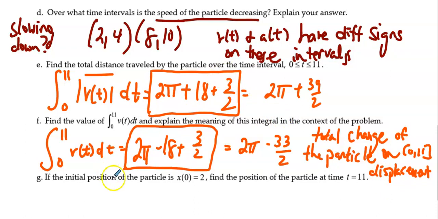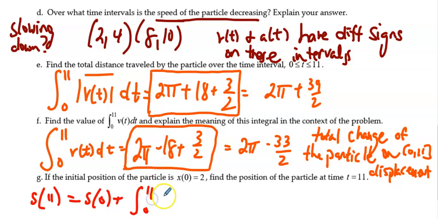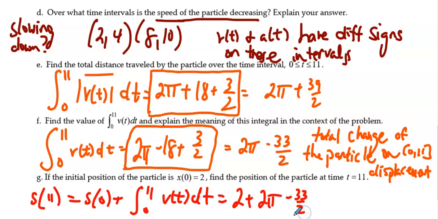Okay? And then part G is if the initial position of the particle is this, find the position of the particle at time equals 11. And again, we've already done all the work for this problem, right? So all we have to do now is say that our position, and again, I'm going to use S, it doesn't really matter, of 11 is going to be equal to our initial plus our total change. And so we're going to just go ahead and say it's 2 plus 2 pi minus 33/2. And that's the only additional thing that you have to do here for this question. And so it's going to be 2 pi minus 29/2. Yes, you could also do 2 pi minus 18 plus 3/2 plus 2, and you could also do that as your answer. So that is going to be our problem for that.